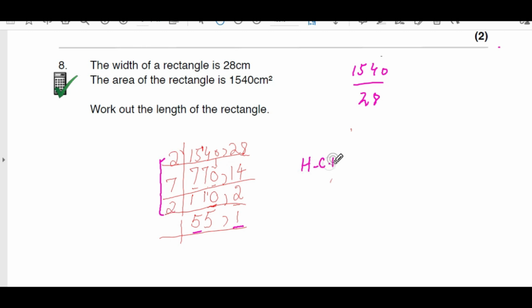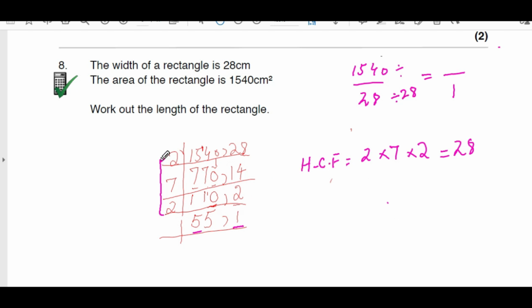So your HCF is going to be 2 times 7 times 2, that is 28. 2 times 7 is 14, 14 times 2 is 28. So now what to do? It means you have to divide both of your numbers by 28, right? Here you will get 1, but when you divide 1540 by 28, which number are you going to get? Again, you have to go into your bus stop method.